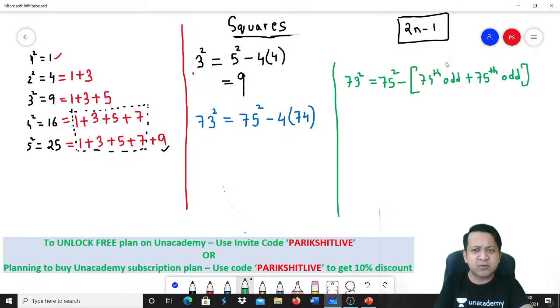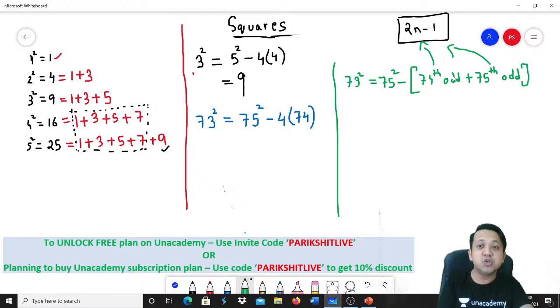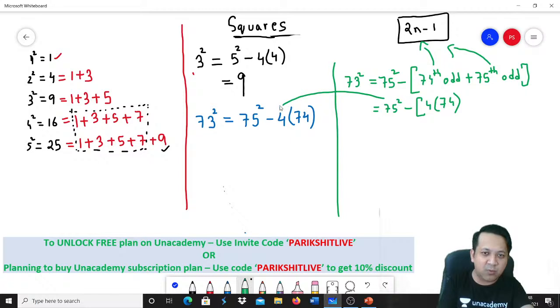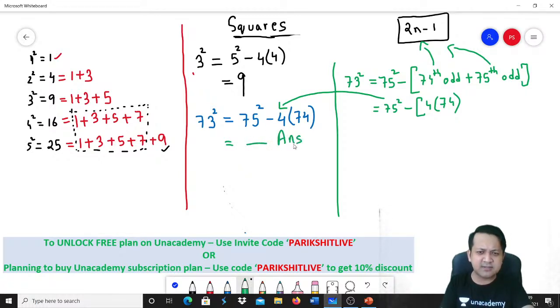You can put it here, find out the 74th, you can put it here, find out the 75th, but that is going to be a long method. So what is the shortcut? The shortcut is the sum of 2 consecutive odd numbers will always be equal to 4 times the smaller number. And that's exactly what I wrote when I wrote it directly using the shortcut, right? And then you calculate, you'll get your answer.